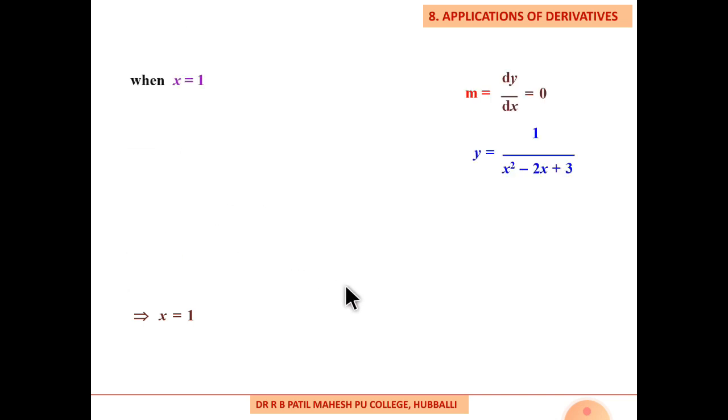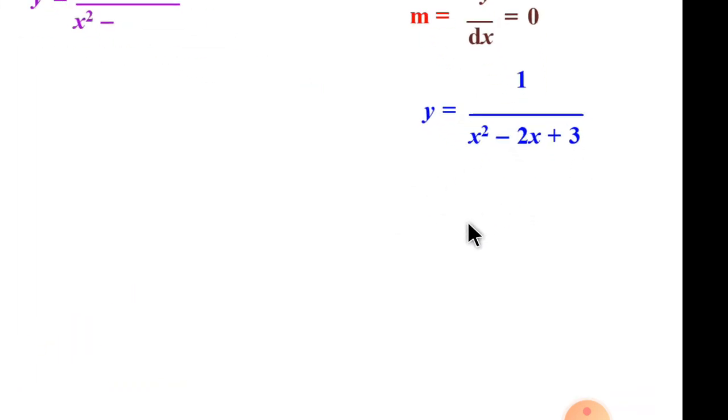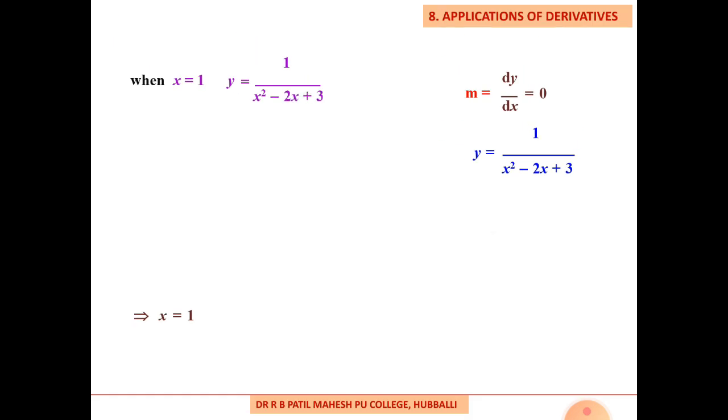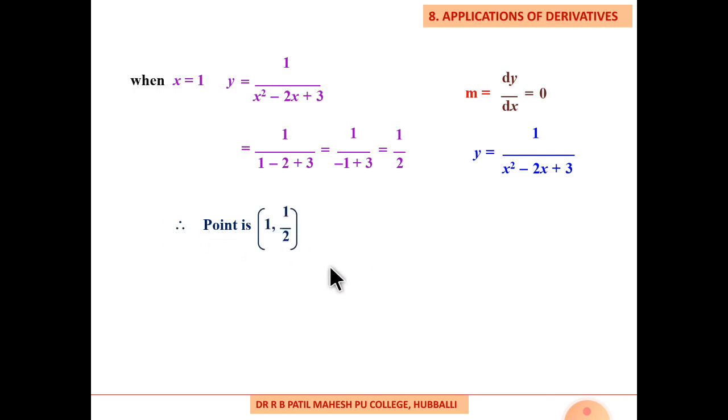Now when x equal to plus 1, the corresponding value of y you have to find out by using this given term. So put x equal to 1 here. Put x equal to 1 in this equation, we get 1 by 1 square is 1 minus 2 into 1 is minus 2 plus 3. Now simplify this one, we get 1 divided by 2, 1 by 2. When x equal to 1, y equal to 1 by 2. So therefore the point is 1 comma 1 by 2.